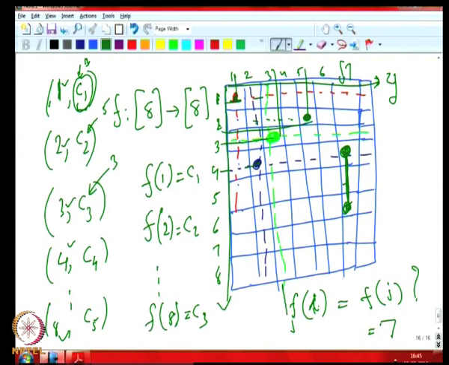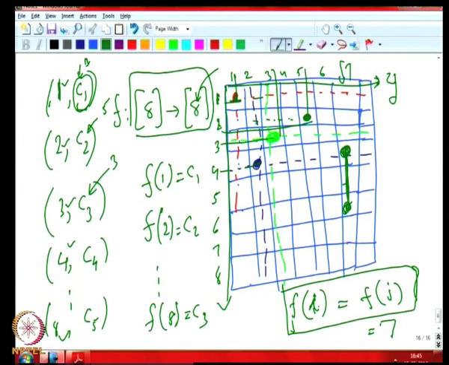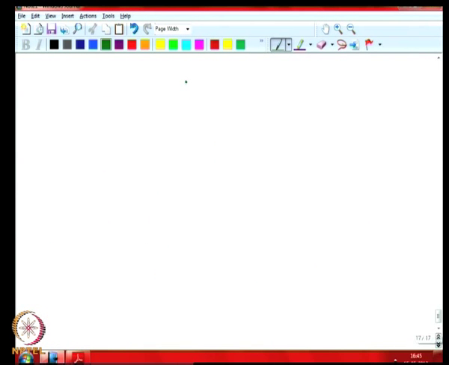Then what kind of function is this? It is a function from 8 to 8, right? From 1, 2, 3 up to 8 to 1, 2, 3 up to 8, and no number is getting mapped to two different numbers. No two different numbers are getting mapped to the same number. That means it is a bijection. It is a bijection, or we say a one-to-one correspondence.